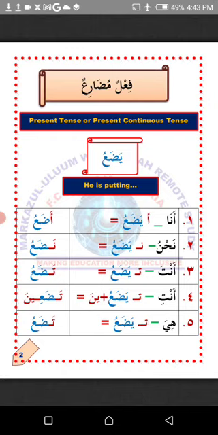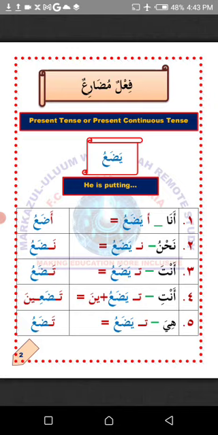Ithnan, number two, nahnu, we. So how do we change the verb yada'u to suit nahnu? All you need to do is to detach ya'un and attach nunun. The verb yada'u will now become nada'u, which means we put or we are putting.